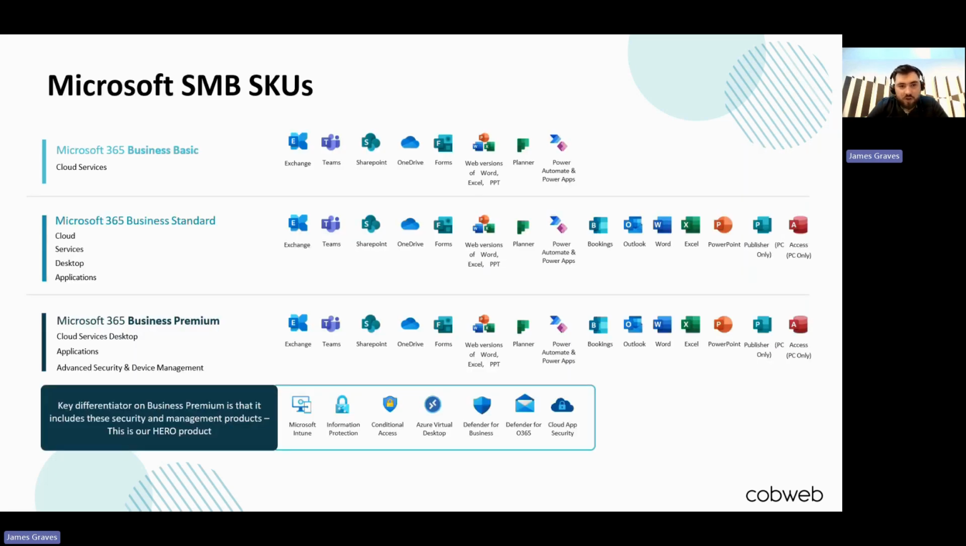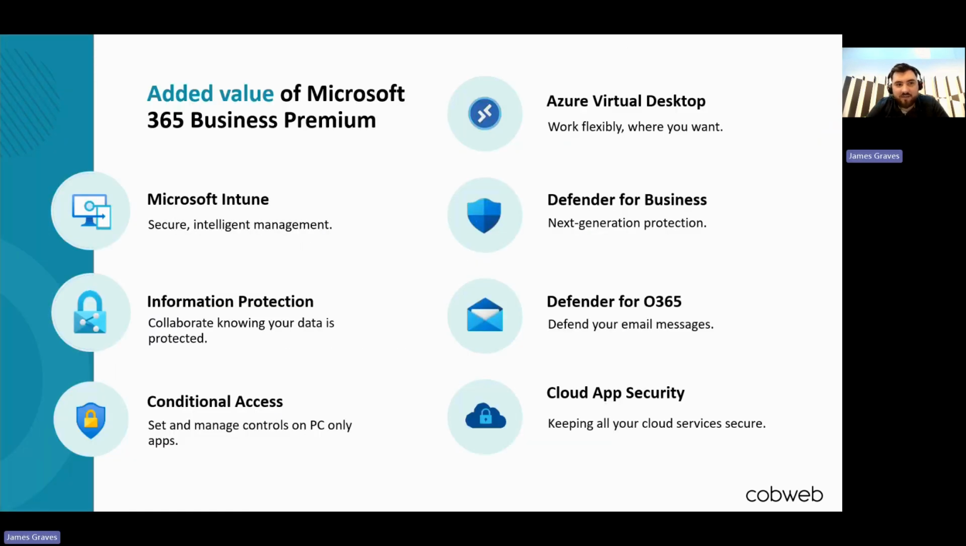And the reason that we focus on the business premium piece is because of those 7 parts you're seeing at the bottom there. And as we say, this is called the hero product, basically. So to touch on those little bits, each independently for you there, it's those 7 parts which differentiate the product from your normal business standard product, and again from your business basic standard product.